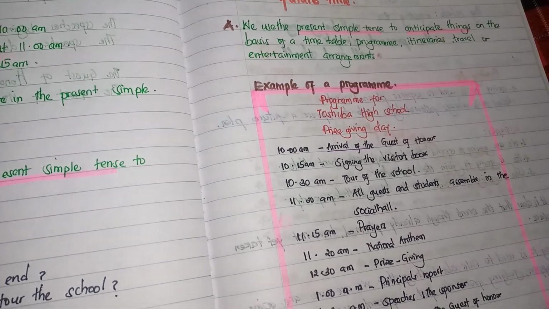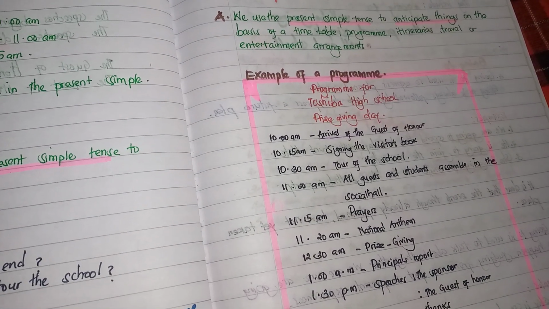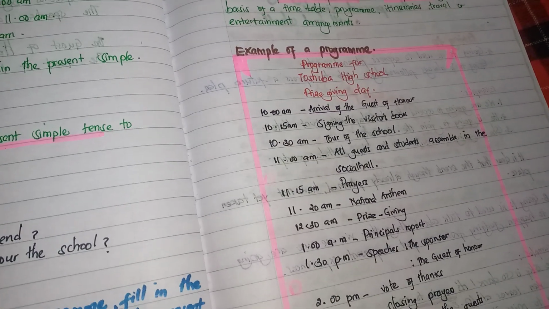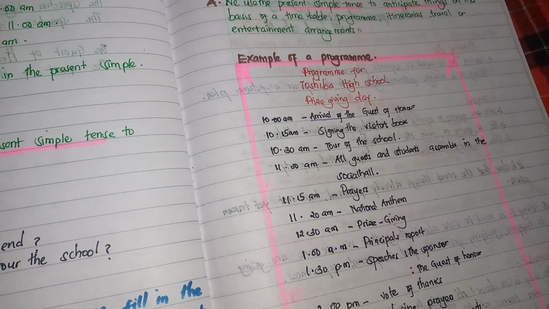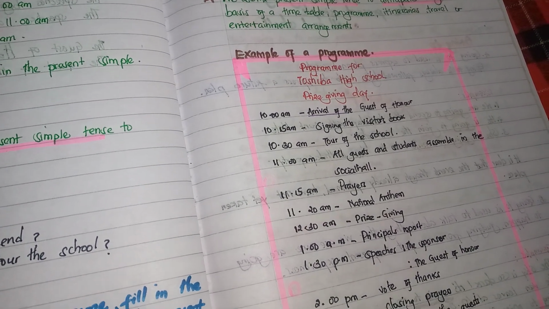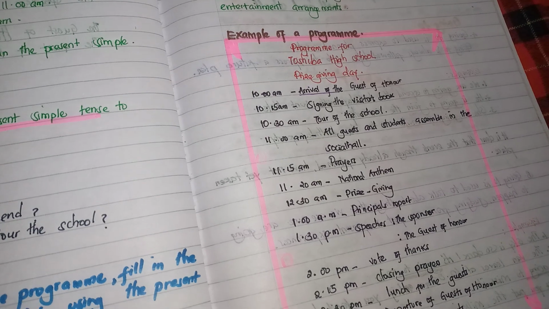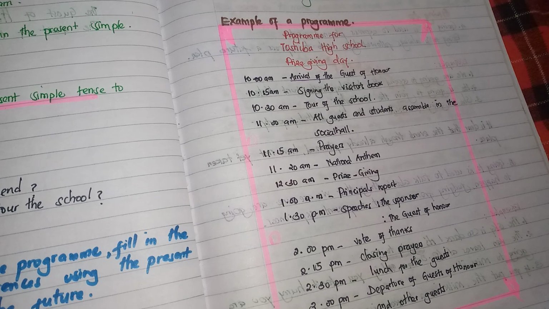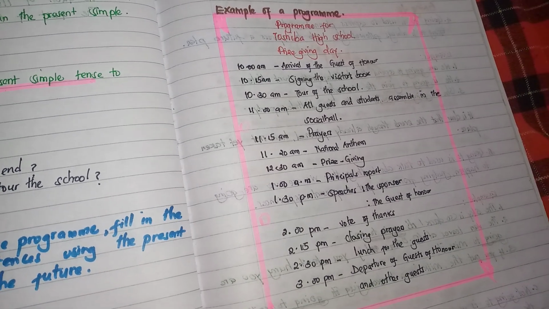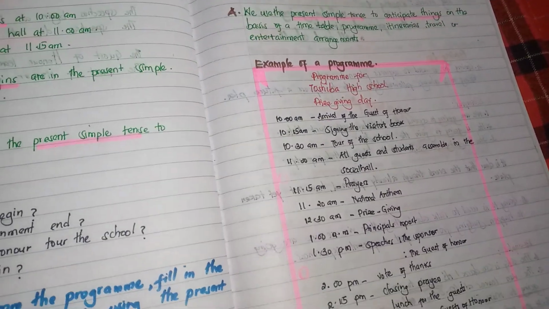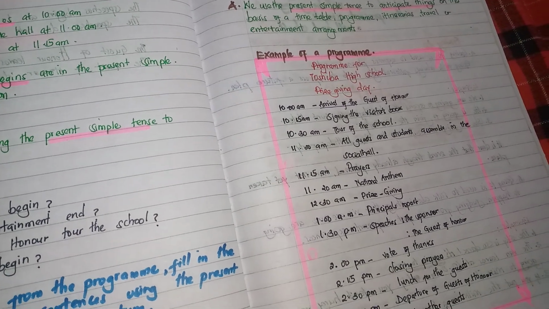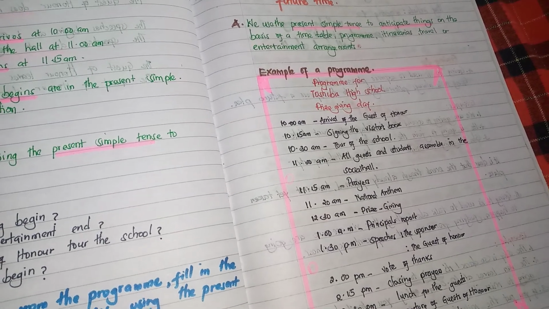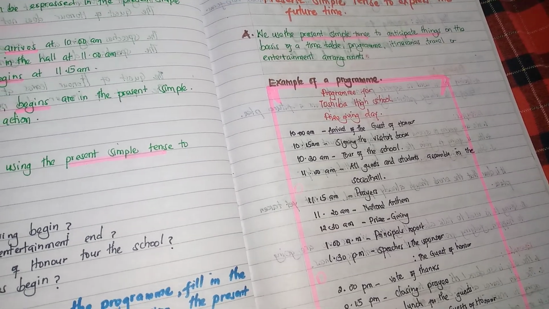Signing of the visitor's book next, tour of the school, all guests and students assemble in the social hall. That is also again in this present simple tense. Prayers, national anthem, prize giving, principal's report, we have speeches, photos, closing prayers, lunch, departure of guests of honor and other guests. Now you will notice that many times when we are putting down a program, we use the present simple tense, and programs are documents that are meant to be used in the future.